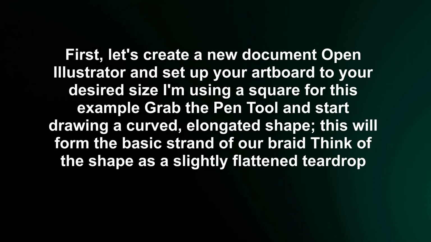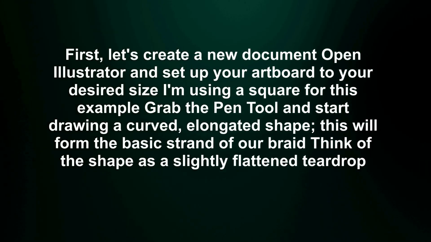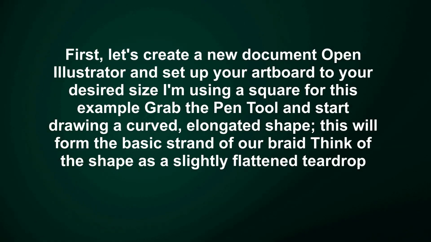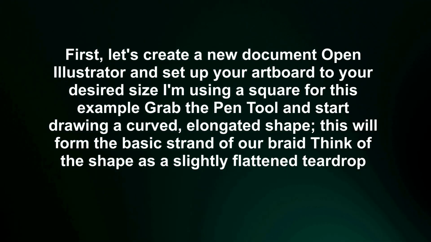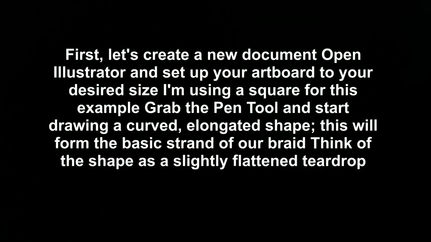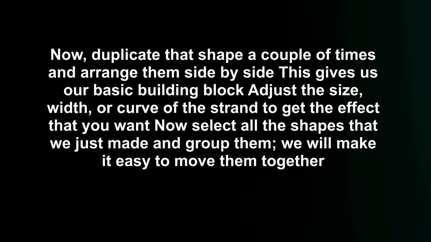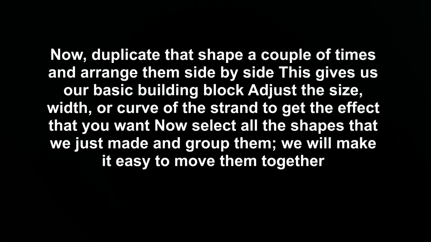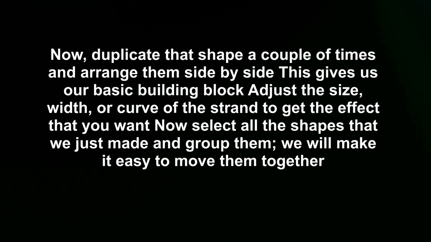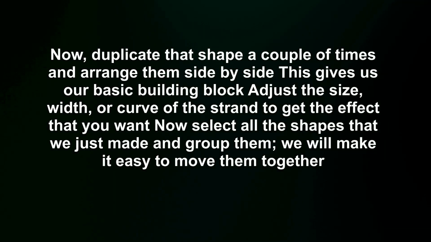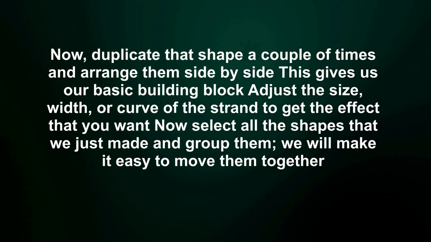Grab the pen tool and start drawing a curved, elongated shape. This will form the basic strand of our braid. Think of the shape as a slightly flattened teardrop. Now, duplicate that shape a couple of times and arrange them side by side. This gives us our basic building block. Adjust the size, width, or curve of the strand to get the effect that you want.